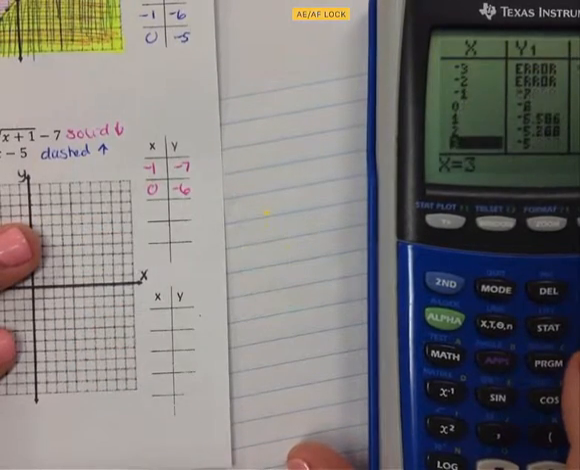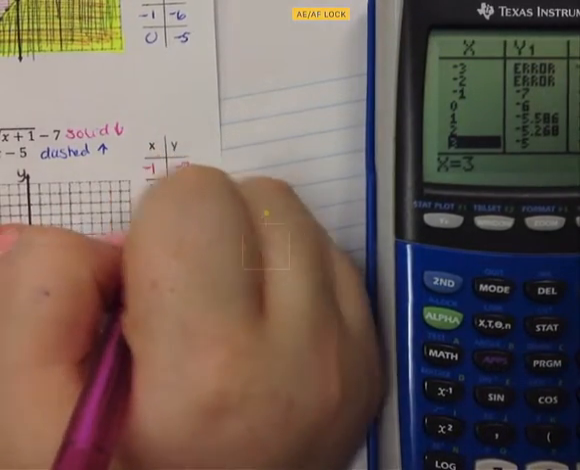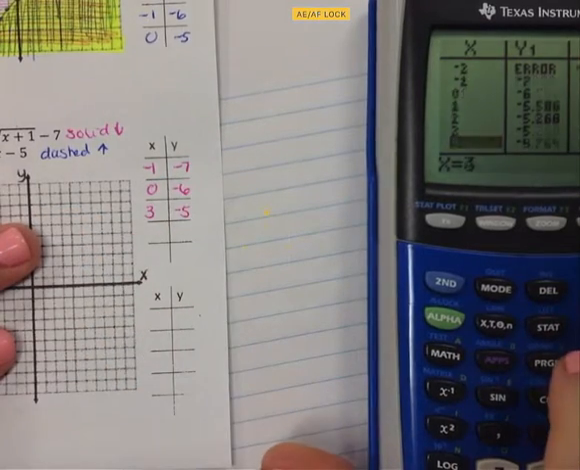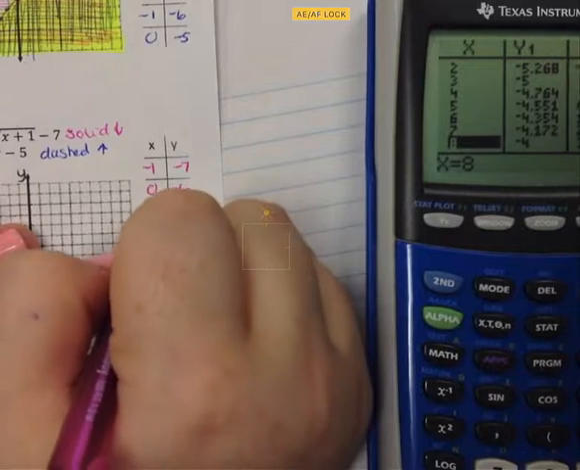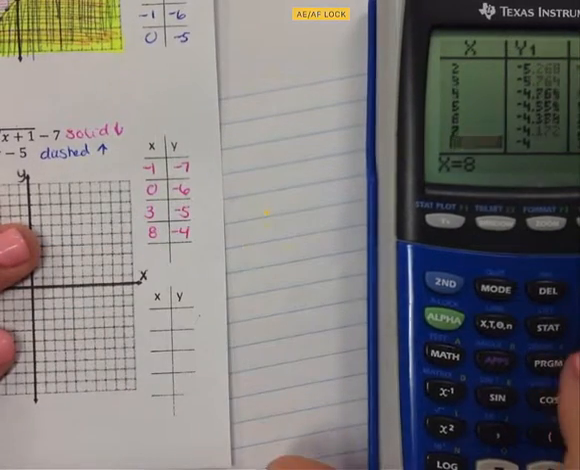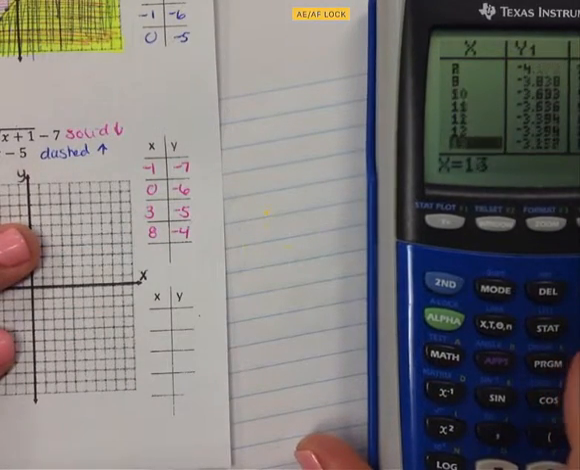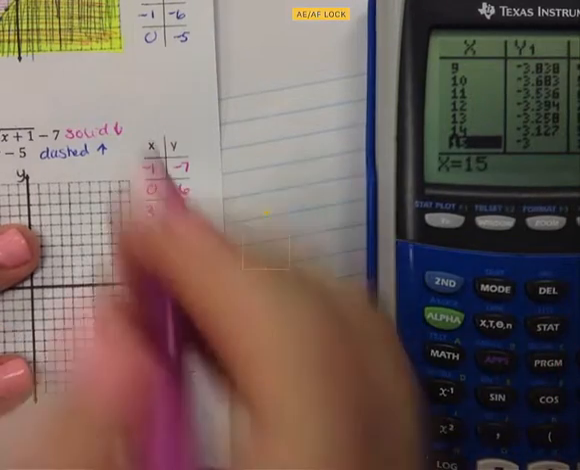See if we can find some other good ones. 3, -5. Then we have 8, -4. So we can find one more good one. Might not be able to graph it, but we'll still write it down. 15, -3.